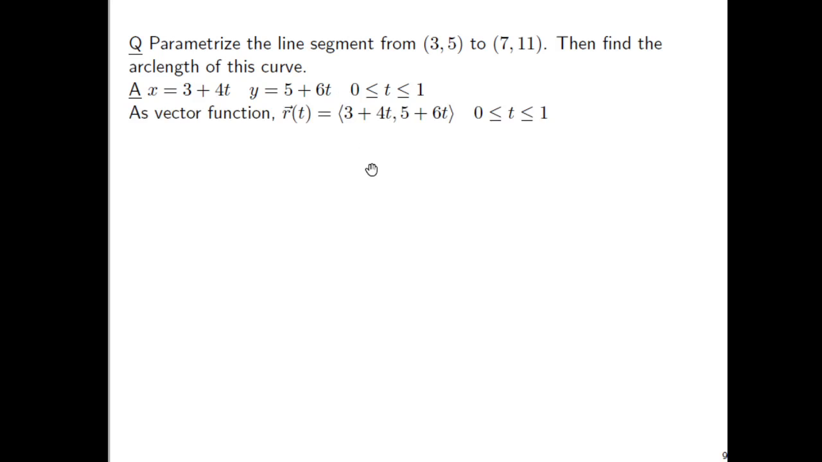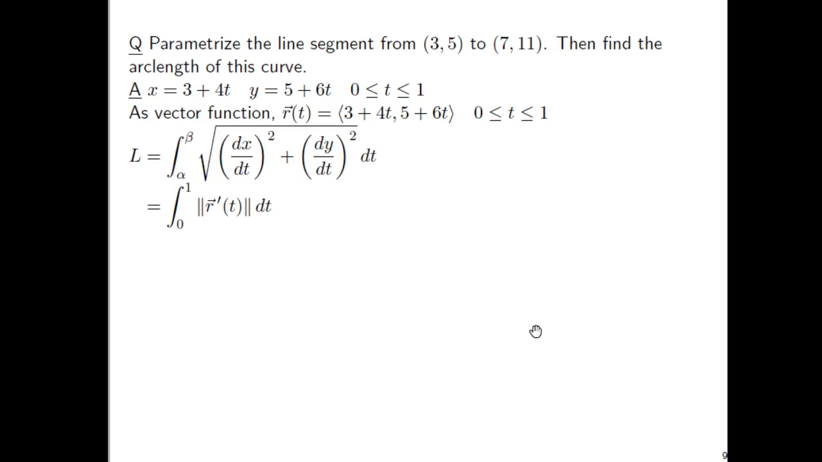Okay, so as a vector function, this is 3 plus 4t, comma 5 plus 6t. All we're doing is taking the x and y formulas and organizing them as the components of a vector function. So it's the same information, just organized in a different object. Okay, let's apply the formula. We're going to go from 0 to 1 because t starts at 0 and ends at 1.